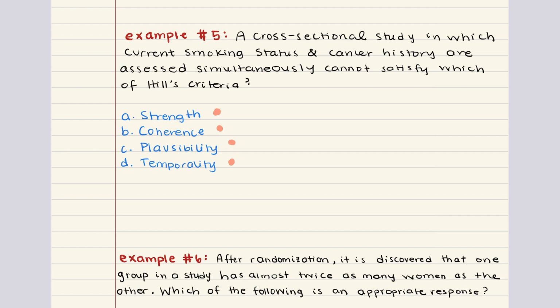So now that we understand Hill's criteria, we can connect this to the study design in question to see which criteria is not satisfied. We're told this is a cross-sectional study, and cross-sectional studies are observational studies that measure variables at a single point in time. These studies are useful for identifying associations between variables, but their design limits their ability to establish causation.